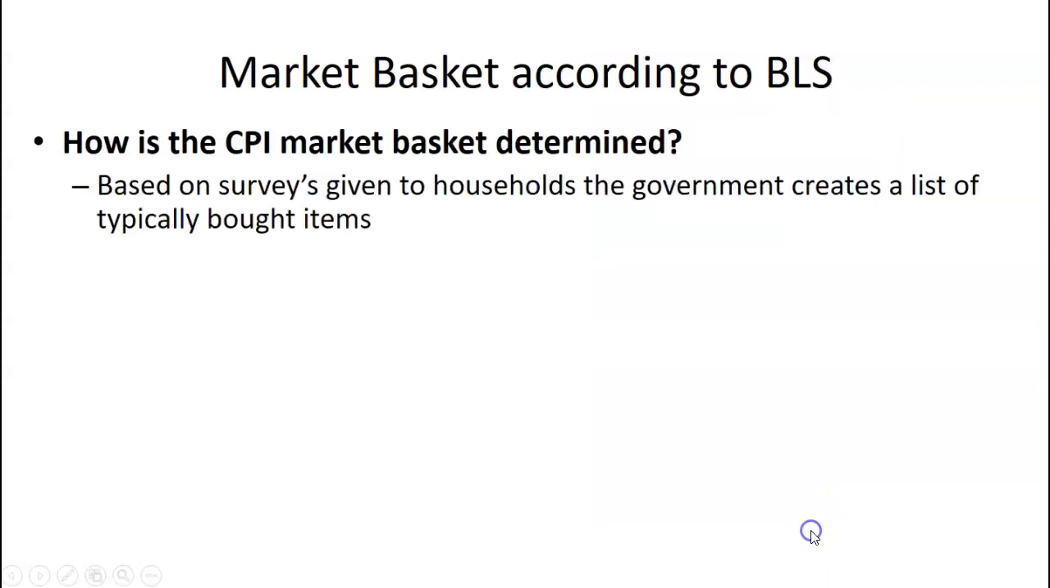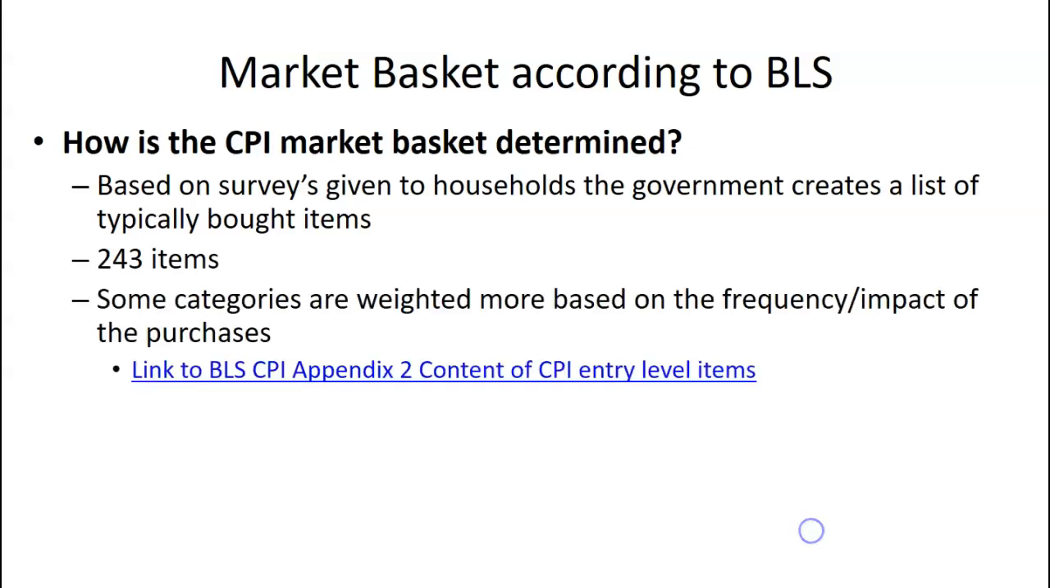So how is the CPI determined? It's based on surveys. It's all about surveys. Given to households, the government creates a list of them. It's about 243 items. There are different lists for different things. And if you want, you can go to the BLS CPI Appendix 2 content of CPI entry levels, and you can see all of them.